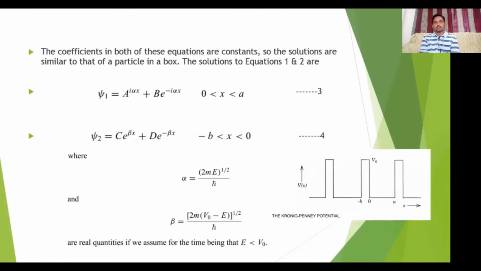Here we use alpha and beta. Alpha and beta are basically constants, which can be defined using the formulas alpha equals square root of 2mE over h cut, and beta equals square root of 2m(V0 minus E) over h cut. Generally, we take the energy of the electron less than the potential of the barrier, so that the electron has to interact with the potential.